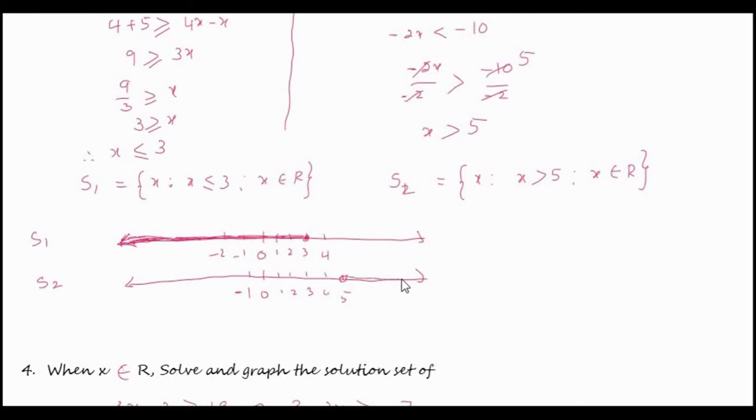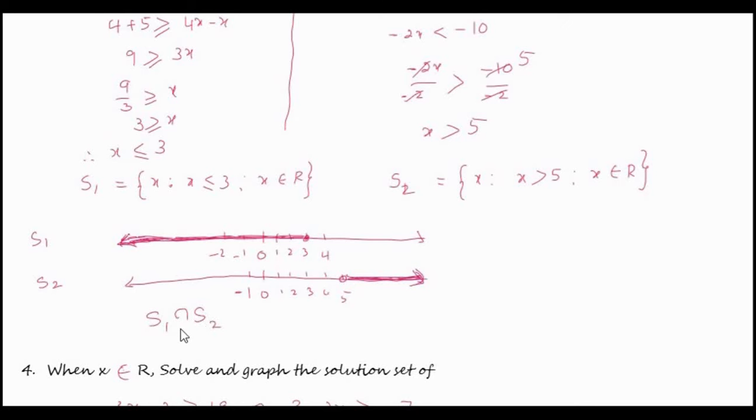So need to mark this one as. So this is a solution. This is the graph for solution set S1. This is the graph for solution set S2. Now we have to take S1 intersection S2. This is our final solution.